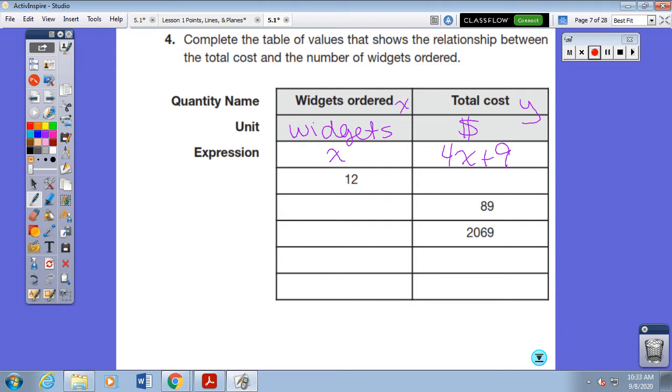So if I had 12 widgets, I plugged it in, and it cost $57. When I had $89, I was able to buy 20 widgets with that. I was able to buy 515 widgets. We solved for this for $2,069. The other one was 7,789, and we were able to buy 1,945 widgets with that amount. Okay.